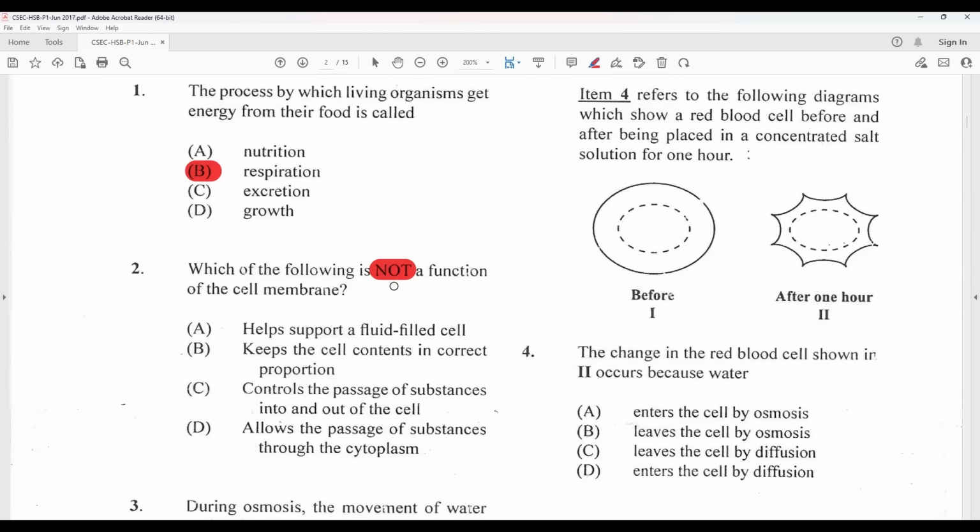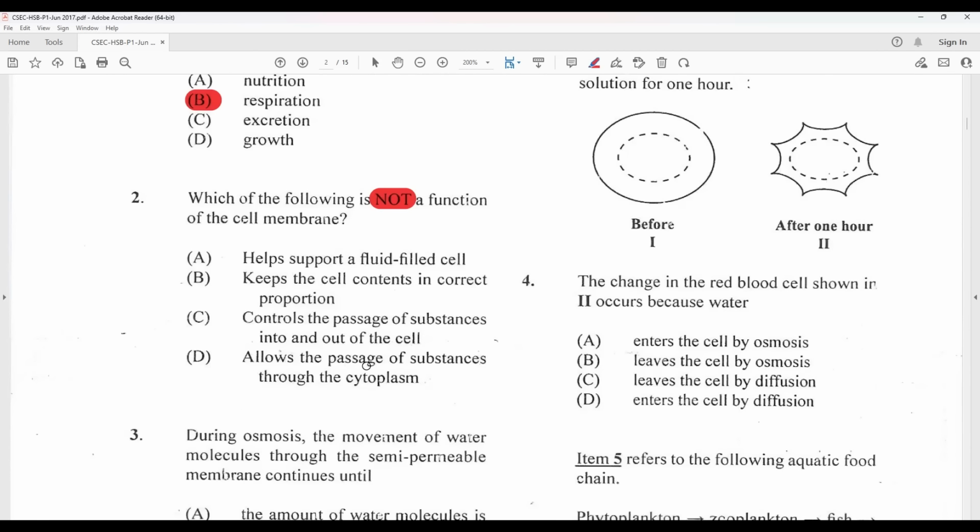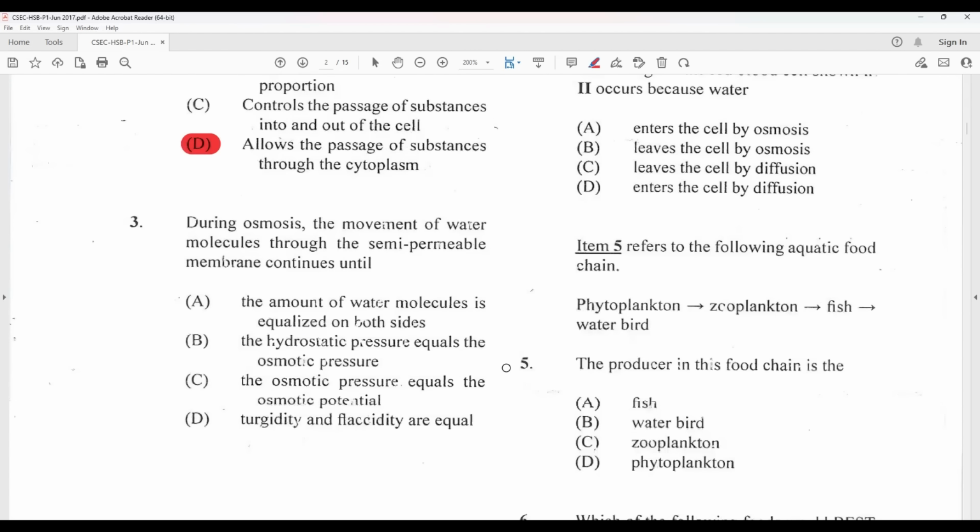So you are looking for one of the not functions. All right, so this is not a function of cell membranes, and that will be allow the passage of substances through the cytoplasm. The cell membrane has nothing to do with allowing substances to pass through the cytoplasm. So this is not the function, whereby all the others are actual functions. Helps support a fluid-filled cell, that's true. Keeps the cell contents in correct proportion, that's true. Controls the passage of substances into and out of the cell, that's true. So the only one that is not a function is D.